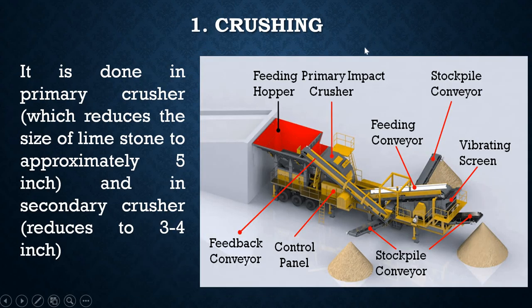One is crushing. It is done in a primary crusher. The limestone and the other materials are put in a crusher, crushed and finally converted into powder. We have two types of crusher, the primary crusher and the secondary crusher. In the primary crusher the size is reduced to 5 inches, and in the secondary crusher the size is reduced to 3 to 4 inches.